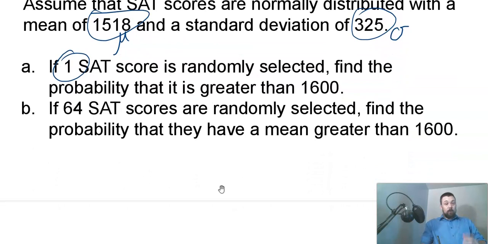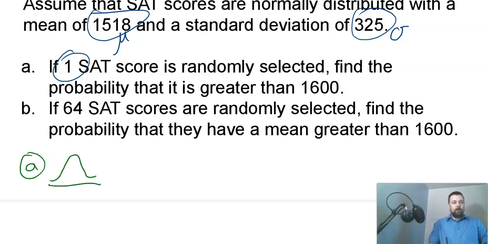And so we will just do normal CDF. There's our mean, there's our standard deviation. No adjustments have to be made because we're talking about the probability involving an individual from that original population, right? So for part A, you draw a picture. The mean is 1518. We're looking at the probability of somebody having an SAT score greater than 1600, which is going to be to the right of 1600. So we want the area to the right of 1600. To find that area, we will use normal CDF.